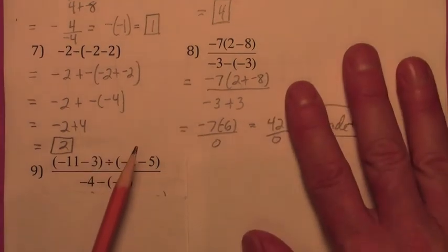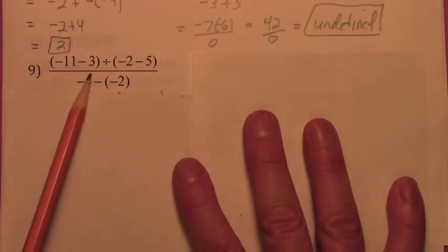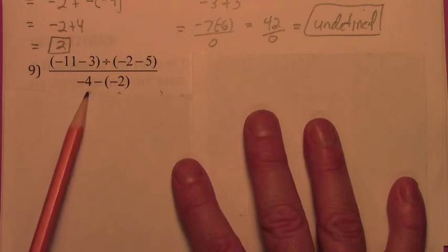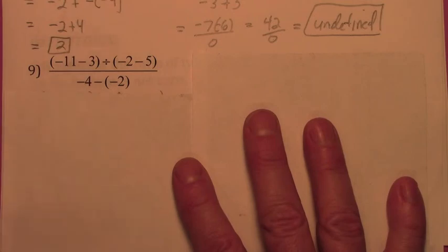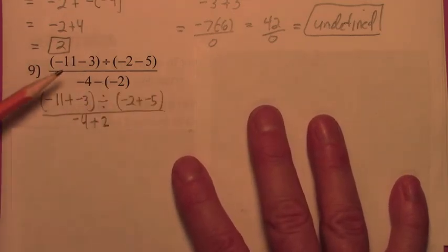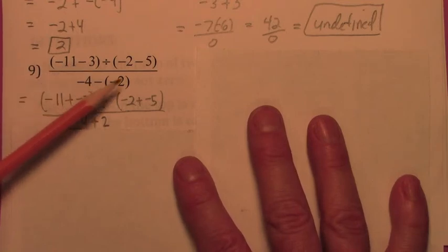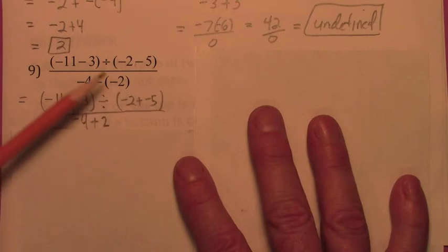Okay, a couple more here. Again, these problems are kind of involved. You just got to be patient. We're going to simplify the numerator and denominator separately. The numerator is the number on the top. The denominator is the number on the bottom. We'll get into that when we talk about fractions. Change to additive form. This minus becomes plus a negative. This minus becomes plus a negative also. And same on the bottom.